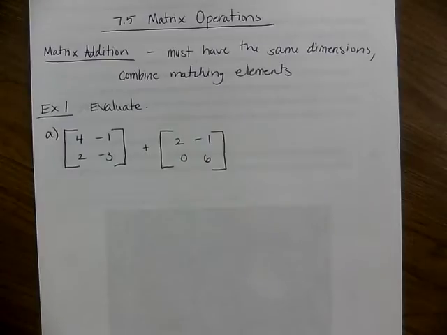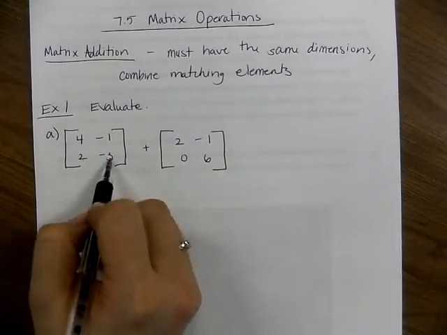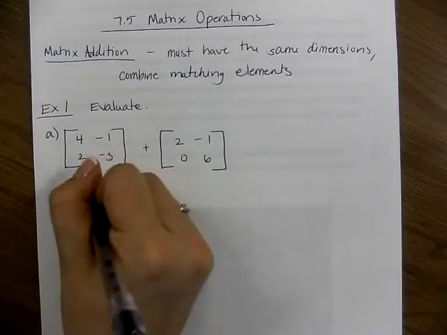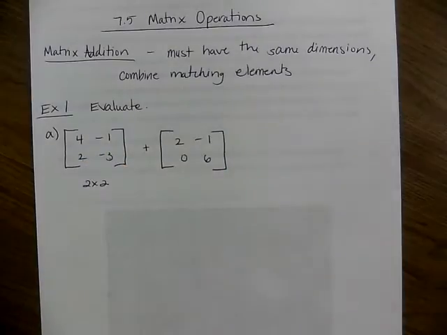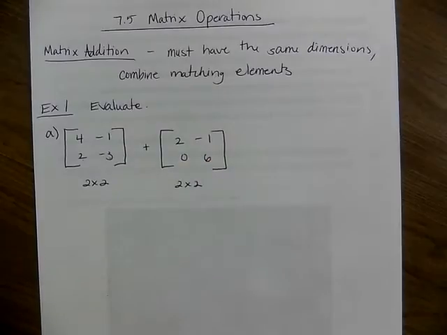Okay, so first of all, just a recap of what we did yesterday. Let's talk about the dimensions here. Remember that when you describe the dimensions, you have to do row by column. So this is a 2 by 2, 2 rows by 2 columns. The only way you're allowed to add this to another matrix is if the matrix that you're adding it to is also a 2 by 2, which again, we have a 2 by 2 here, so we're good.